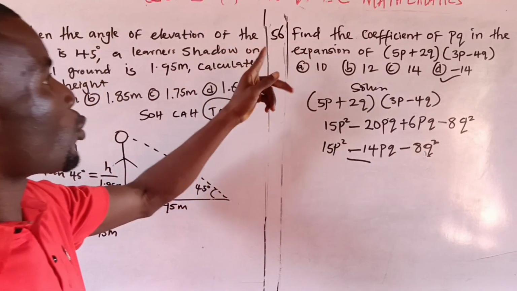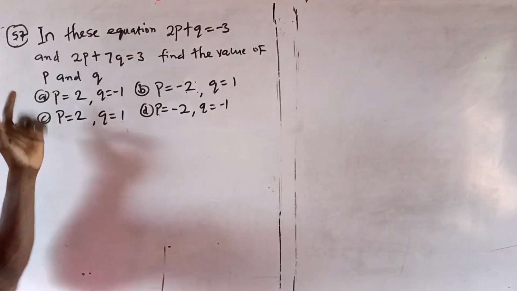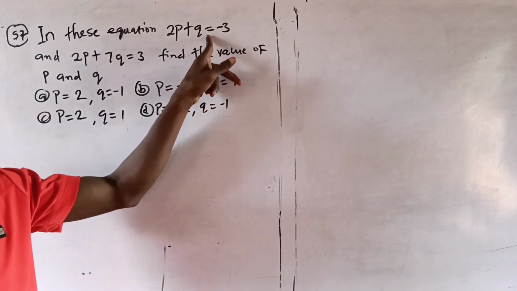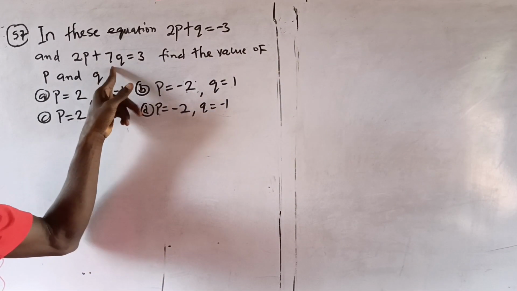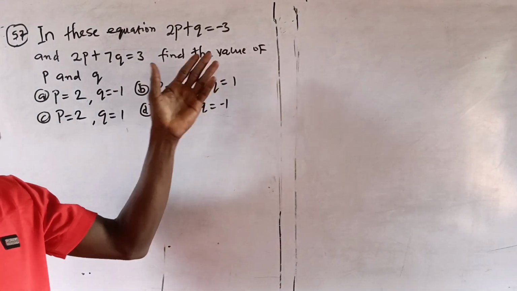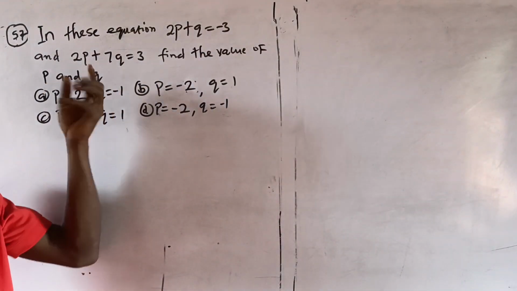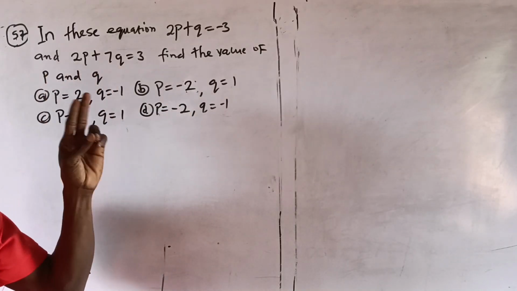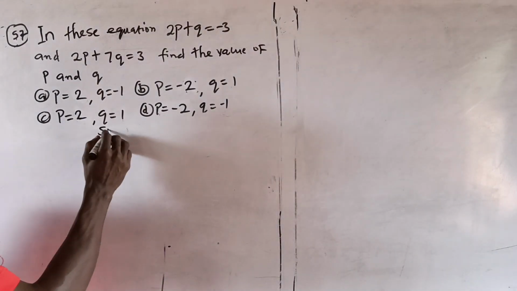Now let's go to question 57. Now let's check question 57. In this equation, 2p plus q is equals to minus 3 and 2p plus 7q equals to 3. Find the value of p and q. So what they want us to do here is to get the unknown, and the unknowns are only two, which is p and q. So let's do it fast.